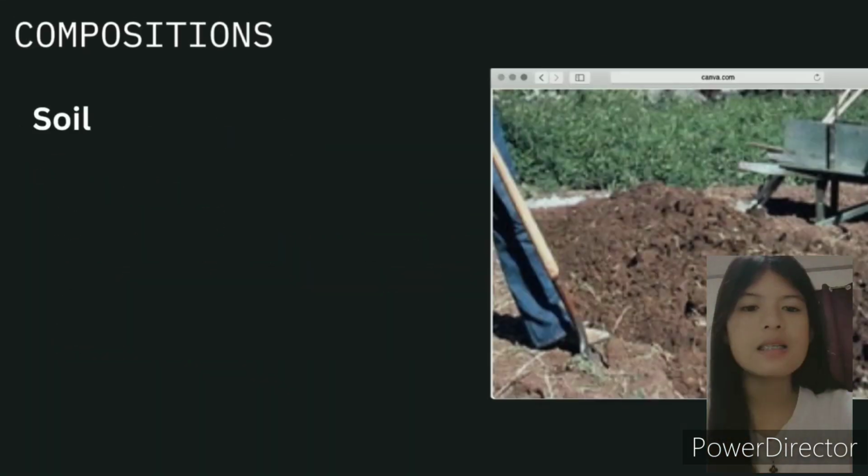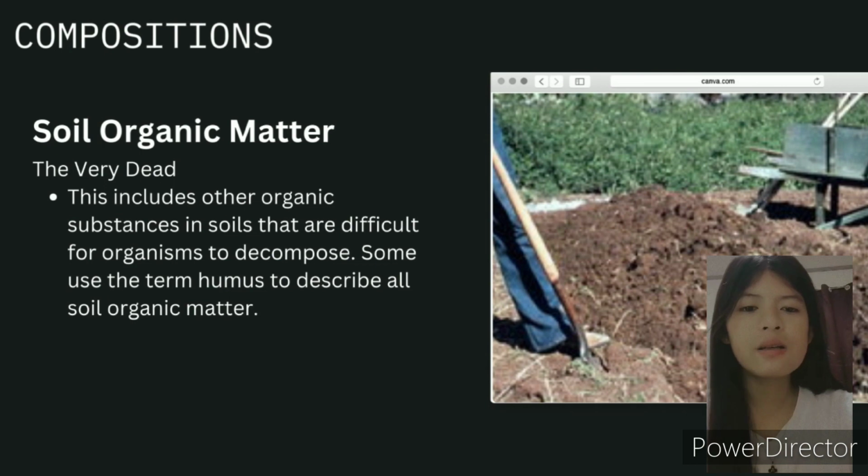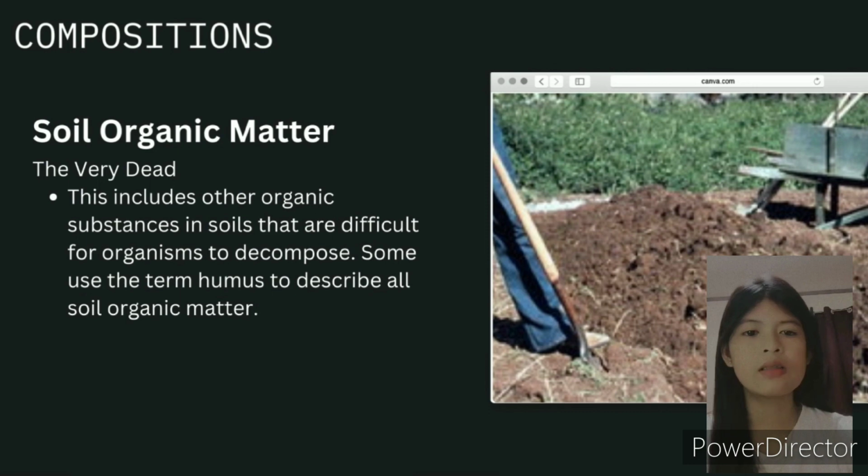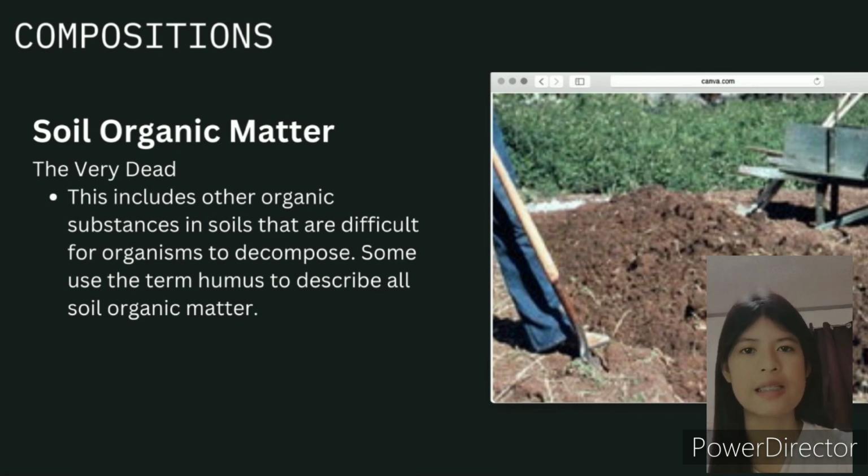The last one is the very dead. This includes other organic substances in soil that are difficult for organisms to decompose. Some use the term humus to describe all soil organic matter. We'll use the term to refer only to that relatively stable portion of soil organic matter that resists decomposition. Humus is protected from decomposition mainly because its chemical structure makes it hard for soil organisms to utilize.